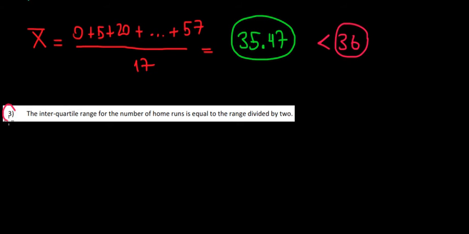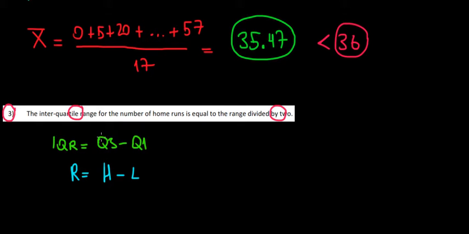Let's have a look at question 3 now. The interquartile range for the number of home runs is equal to the range divided by 2. So first things first, what's an interquartile range? What's a range? Let's write that down. The interquartile range is the difference between the third quartile and the first quartile, which we'll calculate right now. And the range is the difference between the highest observation minus the lowest observation.